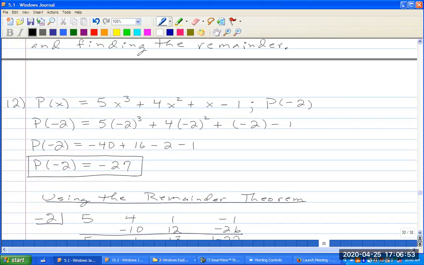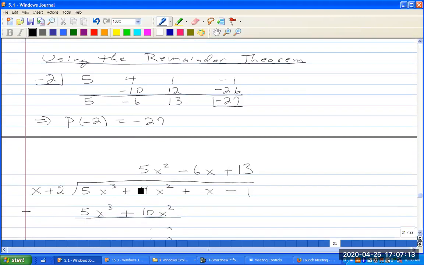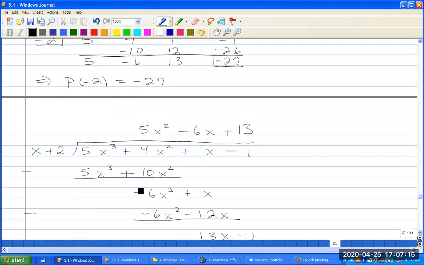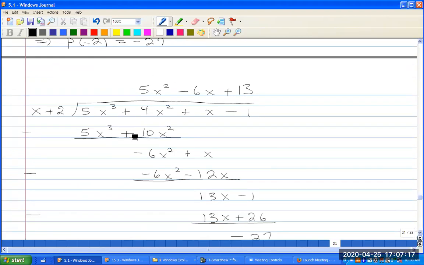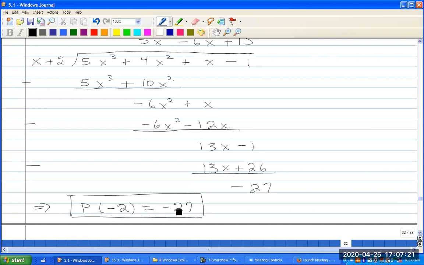And so you could plug in negative 2 and just see that it works. Or you can use synthetic division, which is faster, usually with less errors, even though I did 2 times 6 and I got 9 or something. Usually with less errors, or you could do long division. And you get your answer.